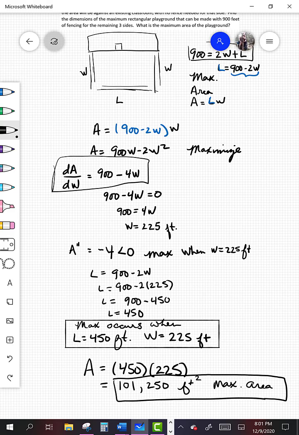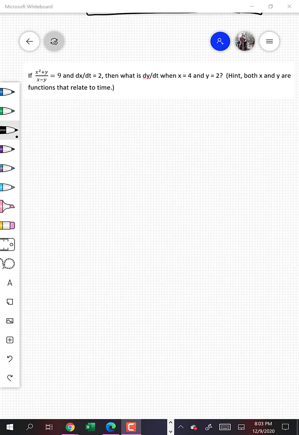Okay, so that problem also is worth 10 points. And there's one more problem we need to go over. The last problem says (x squared plus y) all over (x minus y) is equal to 9, and dx/dt is equal to 2. Then what is dy/dt when x is equal to 4 and y is equal to 2? Hint, both x and y are functions that relate to time.